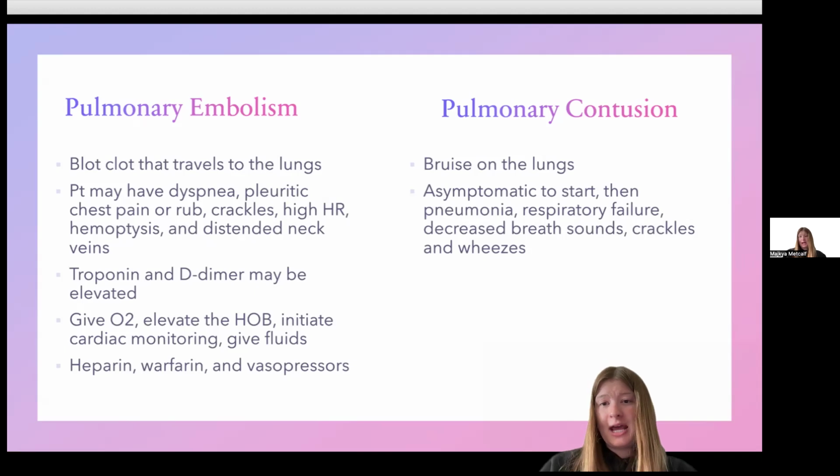Another disorder that patients could have is a pulmonary contusion, which is just a bruise on the lungs. At first, a pulmonary contusion patient may be asymptomatic, but then we're going to start to see signs of respiratory failure, such as decreased breath sounds, crackles, wheezes, and then also pneumonia.